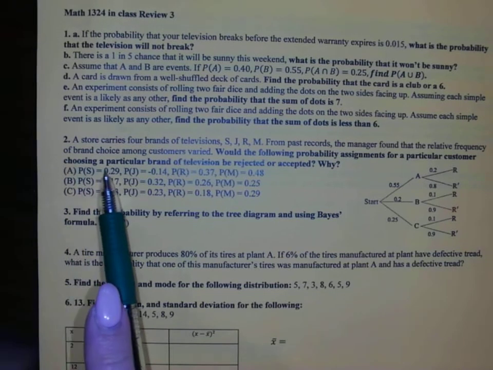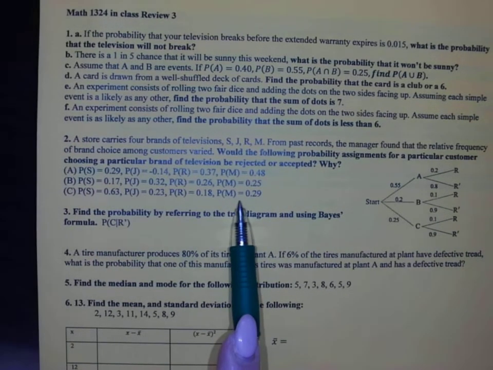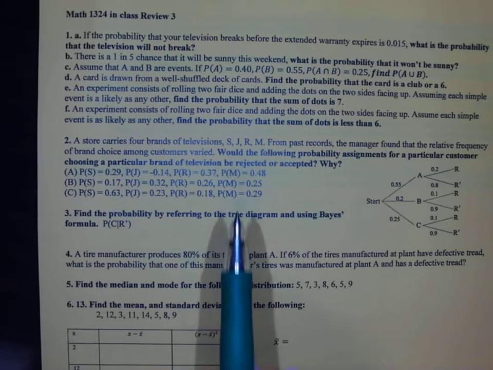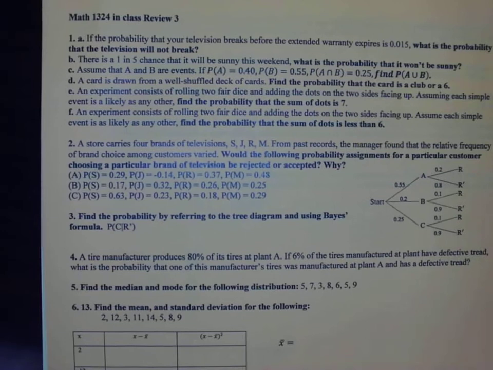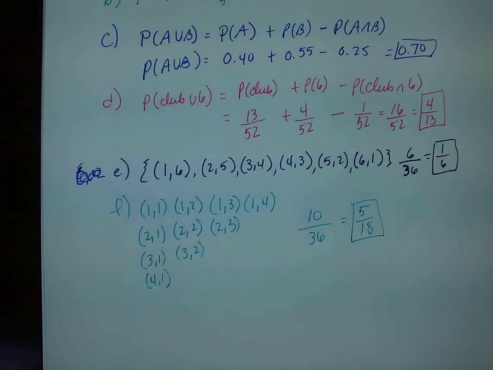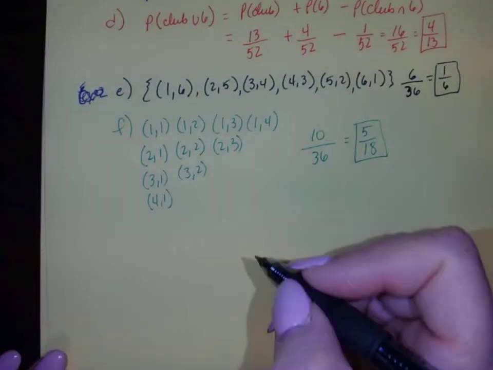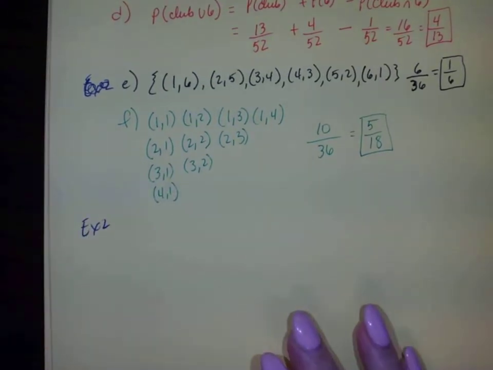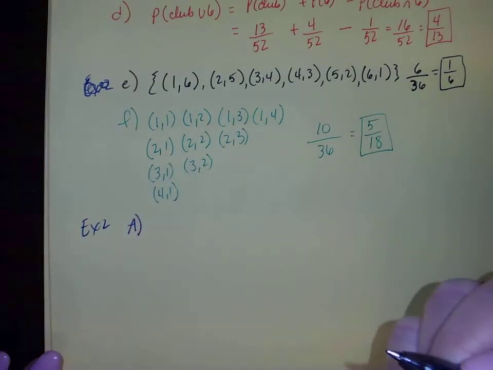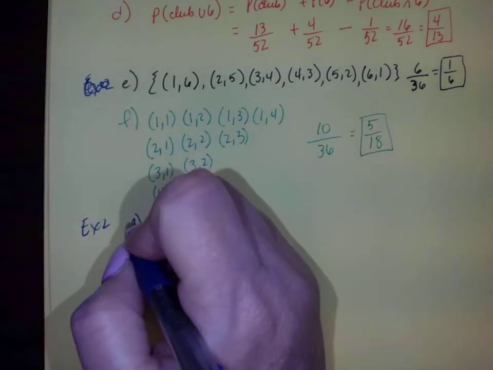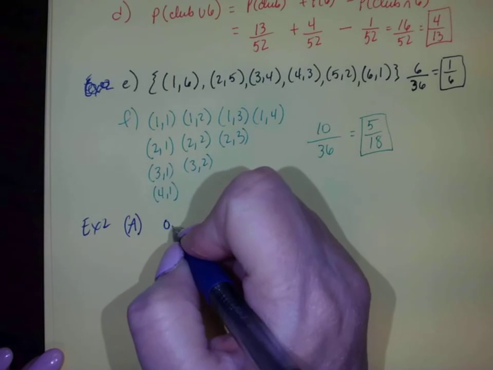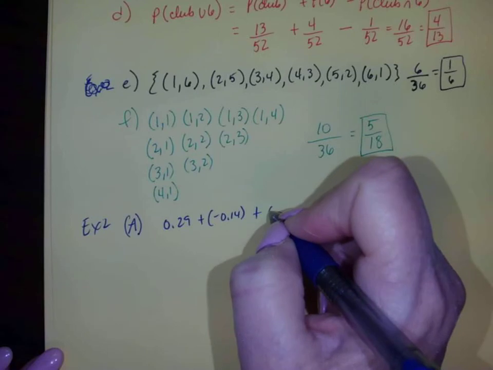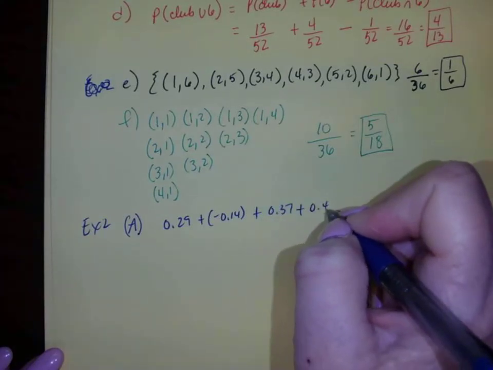So we are given all of the probabilities here, so all we're going to do on these is add. This chart here goes with our next problem. So we just need to add these and then decide if it's going to be accepted or rejected. So let's add up our values here. So for example 2, for the A option, we're going to add all of our values. We have 0.29 plus negative 0.14 plus 0.37 plus 0.48.